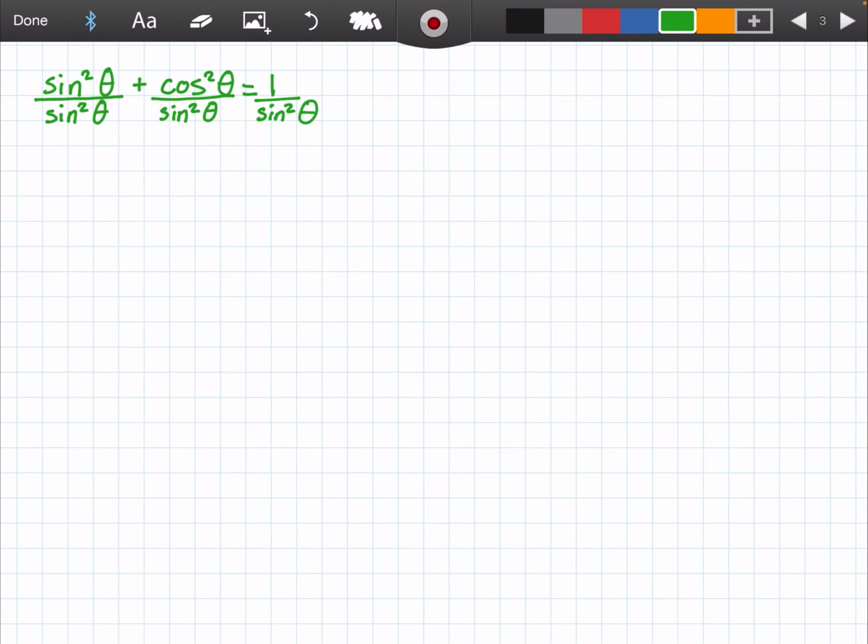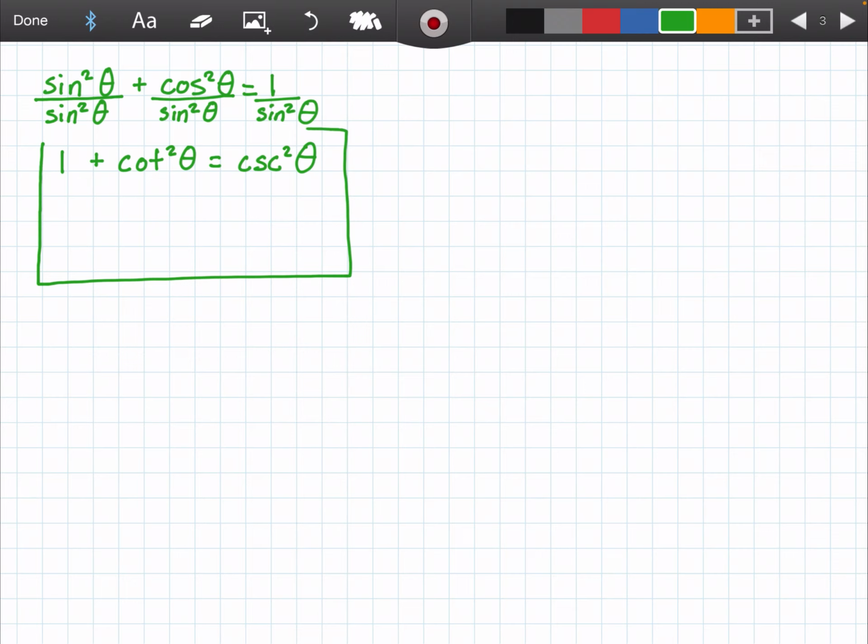Well, that leaves me with sine squared divided by sine squared, anything divided by itself is 1. Cosine squared divided by sine squared is cotangent squared. And 1 over sine is cosecant squared. So that's another one of my identities. I'm just going to leave some space so we can write it in the different forms.